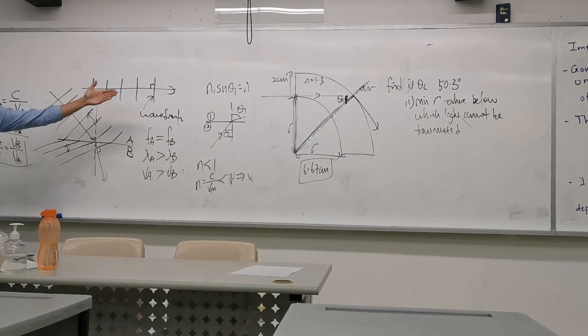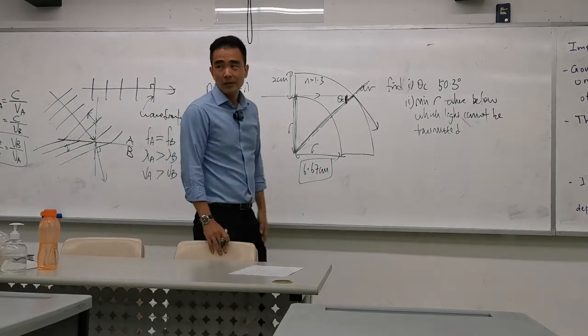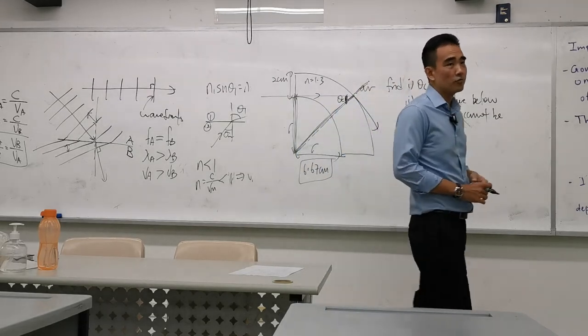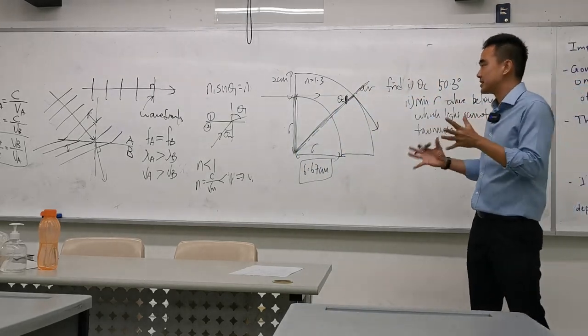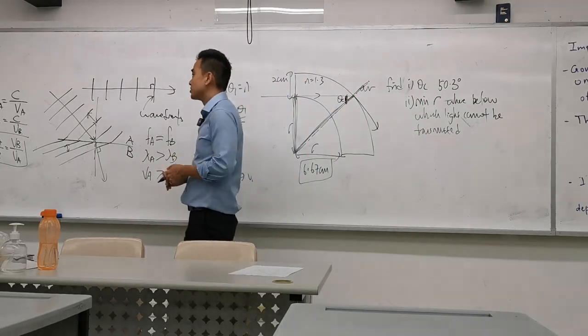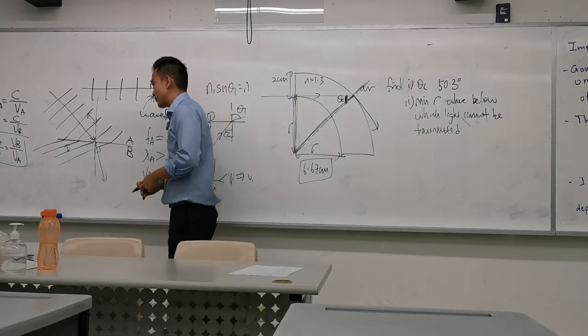Just now, I related n to the angle. Now I related n to the speed. So you need to know how to relate the speeds of the wave with its refractive index. What sort of questions can come out? Most likely given three, you have to find the fourth.